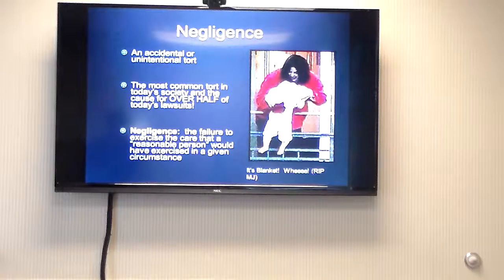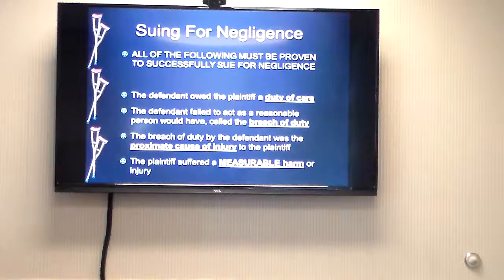So did the school act reasonably in the accommodations and the exceptions that they made for situation A, B, or C? That's the question you would have to ask. So to sue for negligence, you have to have all 4 of these criteria here. This is a big idea. I will have this on the quiz and on the final exam.